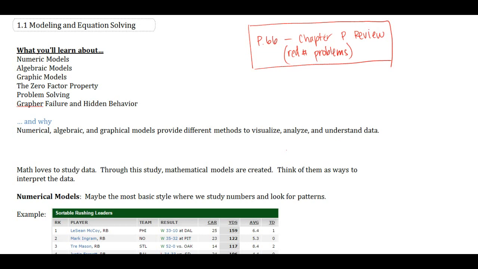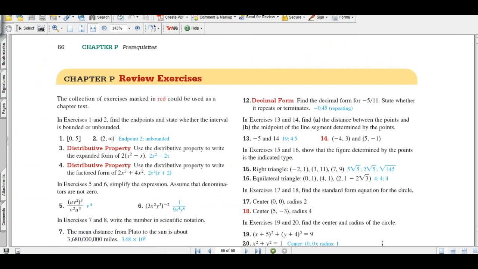But before I go on to that, let me mention right here, page 66. I want to make sure to remind you, be working on the Chapter P review red problems. They're red numbered problems. You can see page 66, and you can see some of these numbers are black, but like number 18 right here, that is a red numbered problem. So those are the ones I want you to do.